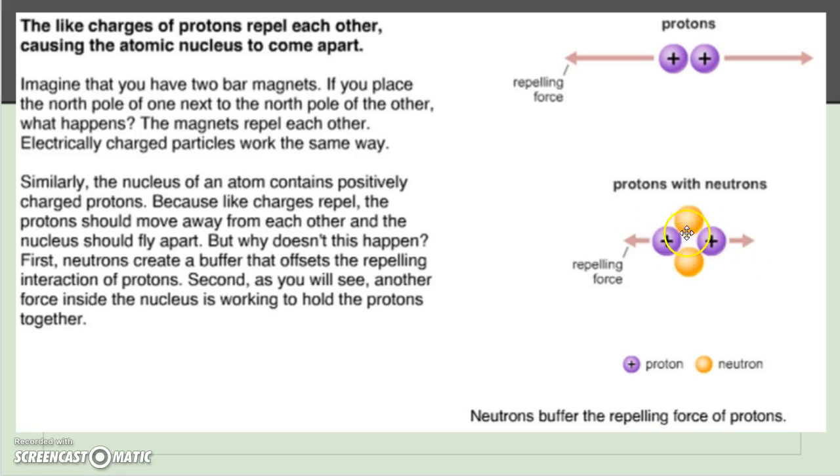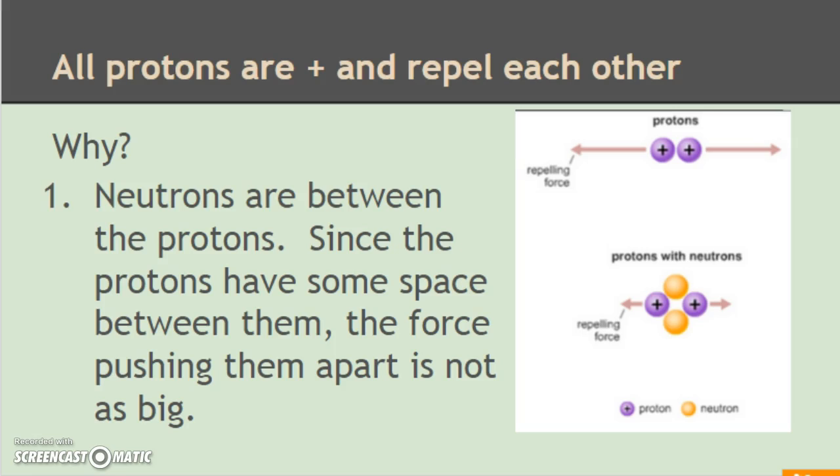Think about them having some attitude. They can't stand each other. They want to be away from each other. So if there's a buffer or someone in between, in this case, the neutrons in between, it kind of calms them down. And what it does is it reduces the repelling force in between them. So here's what I'd like you to add to your notes. If you'd like to draw the picture, go ahead. I think the picture is very helpful.